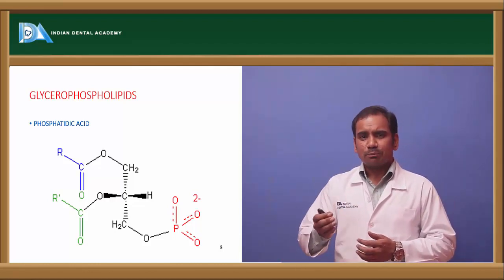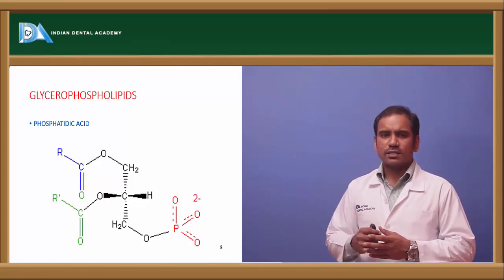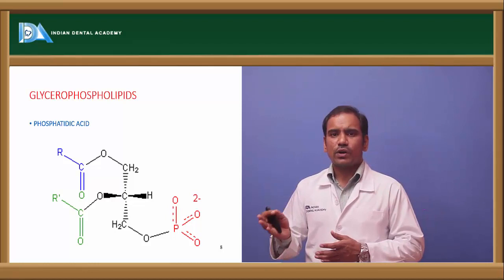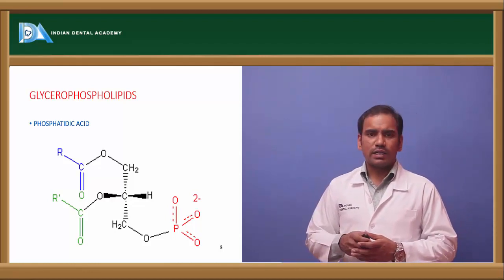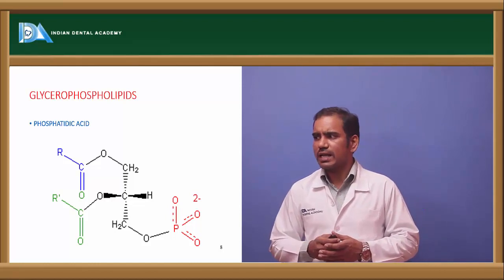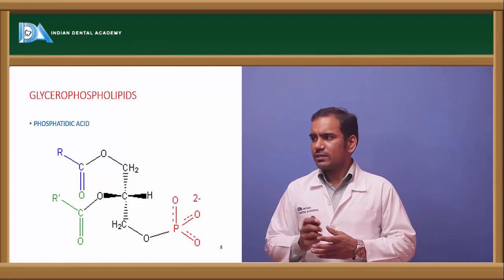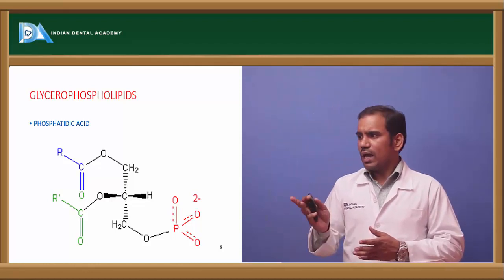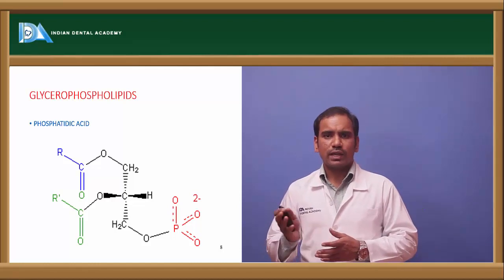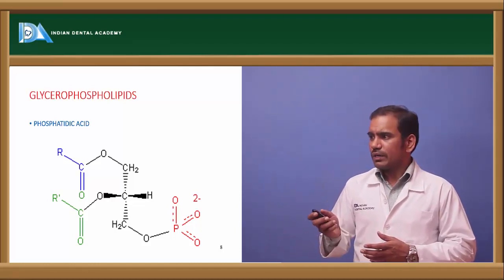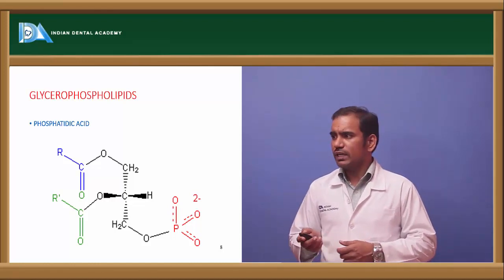Though it is in very low concentration in tissues, it acts as an intermediate in the synthesis of triacylglycerols and other phospholipids. So the simplest phospholipid is phosphatidic acid. When you see the structure of phosphatidic acid, it has a glycerol backbone, and there are two fatty acids esterified at C1 and C2, and the third carbon is esterified with a phosphoric acid group, right? So that's why this is called a simple phospholipid, phosphatidic acid.